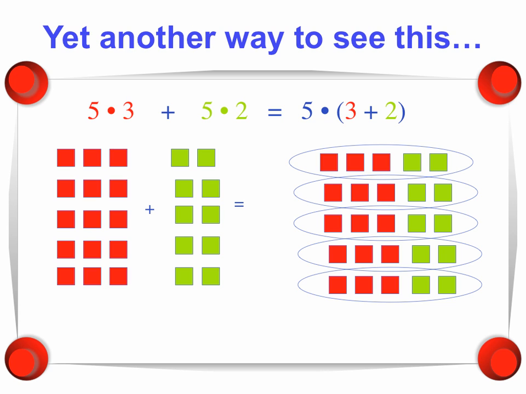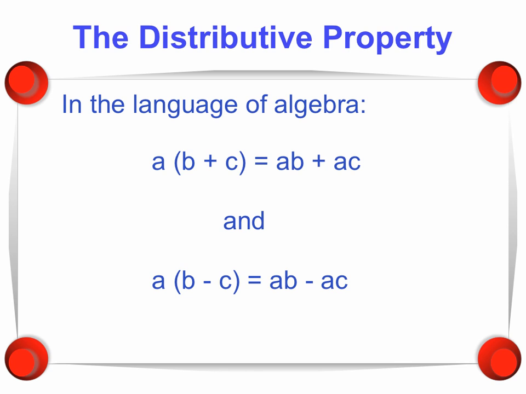In the language of algebra, here's how we show the distributive property. Some number a times a quantity b plus c can be rewritten as a times b plus a times c. This is the example that was shown on the previous page. In that example, a was 5, b was 3, and c was 2.